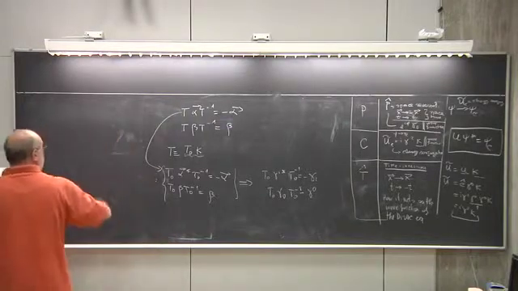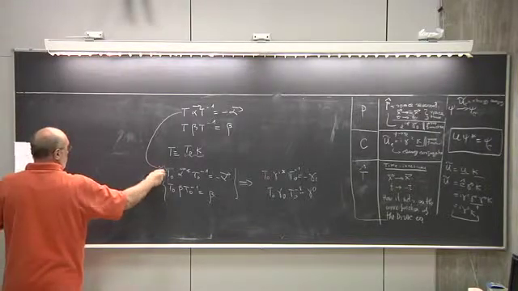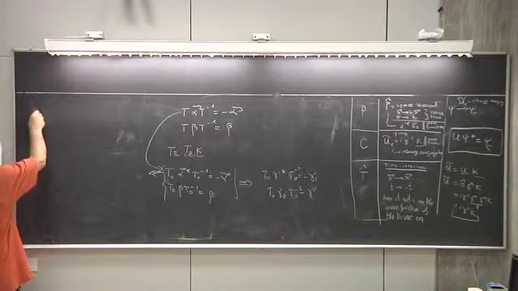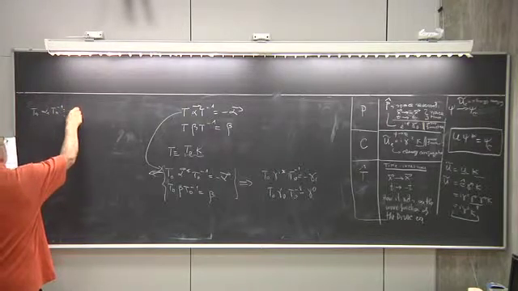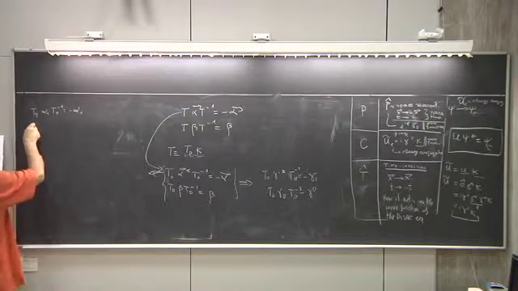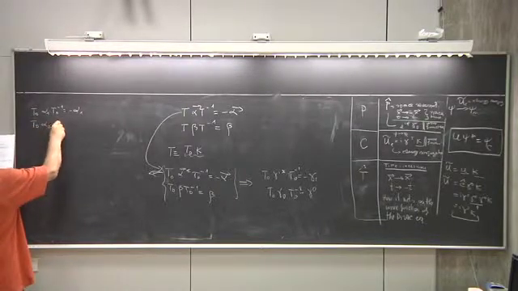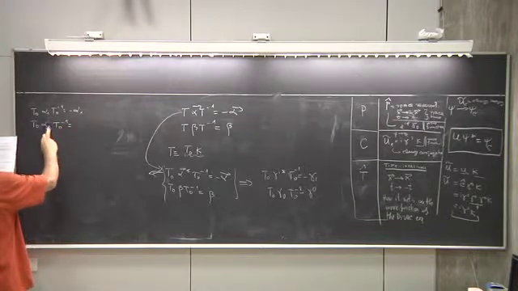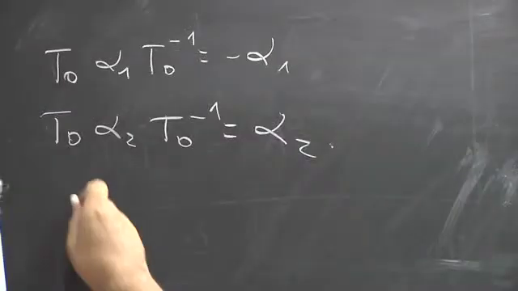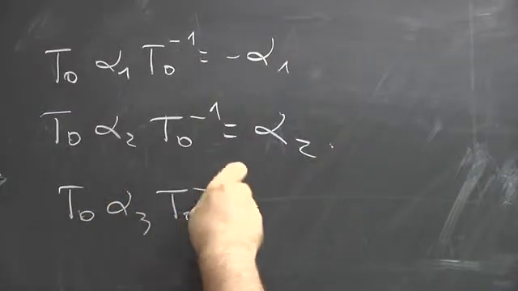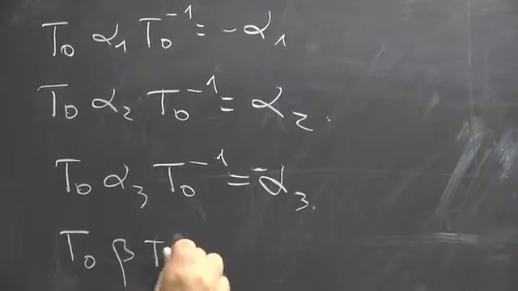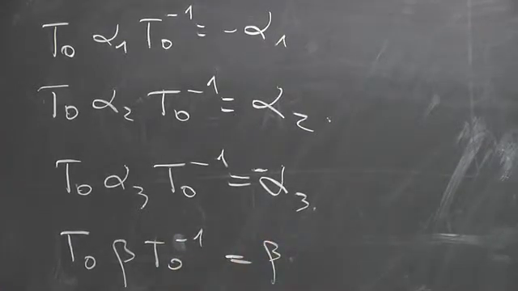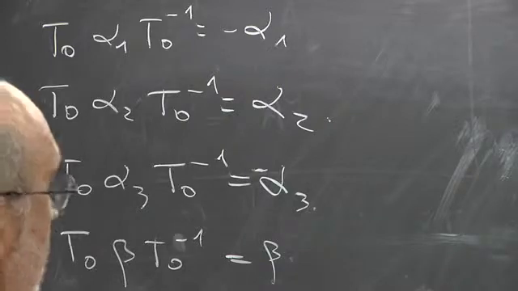I can cancel here, and this one becomes the following. T0, alpha 1 is real, so alpha 1 star is equal to alpha 1. T0 alpha 1 T0 to the minus 1 equals minus alpha 1. Then I have alpha 2. Alpha 2 is the only one that is imaginary, so as it is imaginary, it changes sign. I have a minus sign, so I get a plus sign. T0 alpha 3 is real, so I get minus alpha 3. And then I have beta equal beta. Okay, so these are the 4 relations that T has to satisfy.